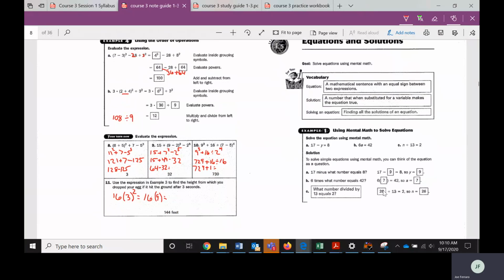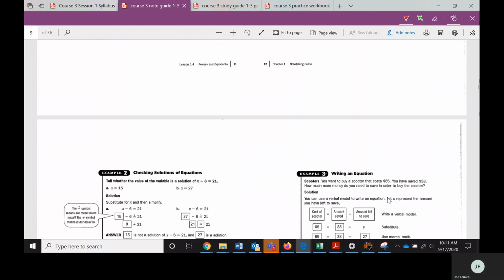Letter B, 6 times what number equals 42? That one's probably even a little easier. Again, if you need to pull out your calculator, I don't think you should, but if you do, you can. 6 times 7 is 42, so the answer is 7. A equals 7. Letter C, n divided by 13 equals 2. So you're saying what divided by 13 would equal 2? And so that would be 26. Okay, so that's the first type of problem you're going to see.